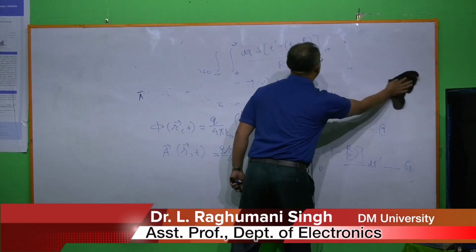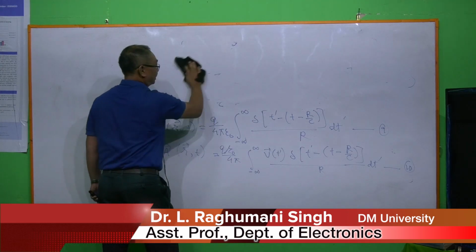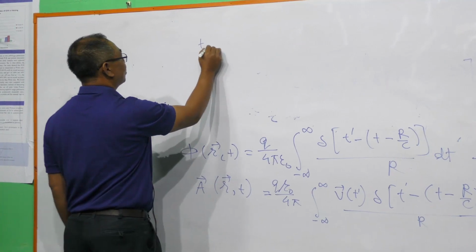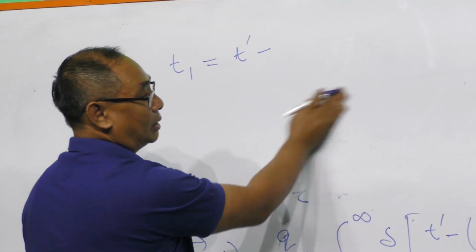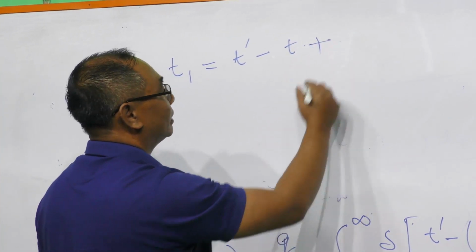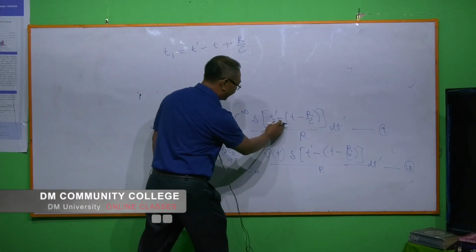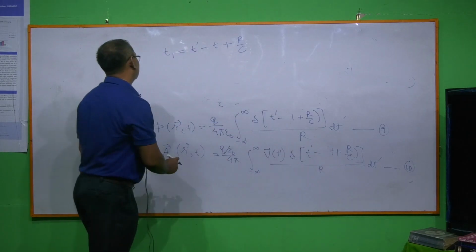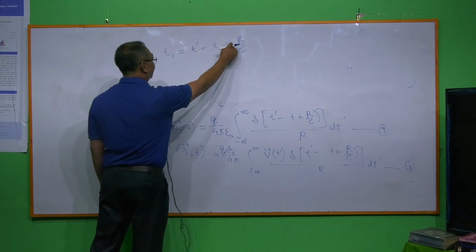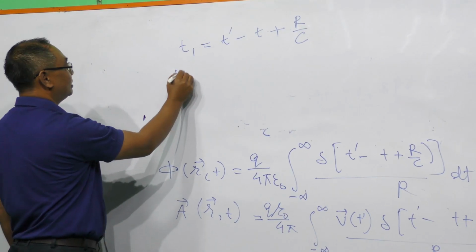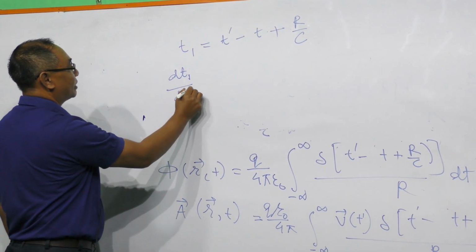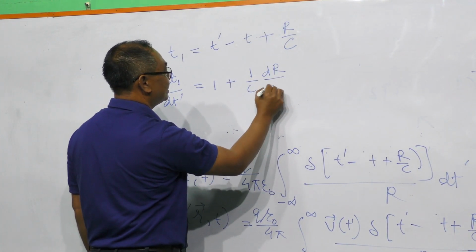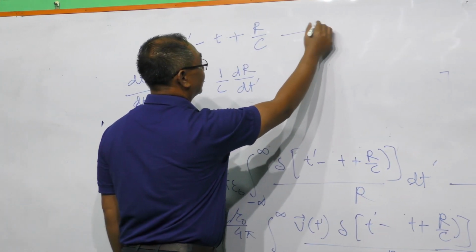Now these integrals can be evaluated if we choose a new time t₁ instead of t', so that I can write t₁ should be equal to t' - t + r/c. For convenience, I can open this bracket so that this becomes plus, and I can write t₁ is equal to t' - t + r/c. Differentiating this equation with respect to t', I can write 1 plus 1 by c into dr by dt'. For convenience, I can write this as equation number 11, and I can write this equation number 12.